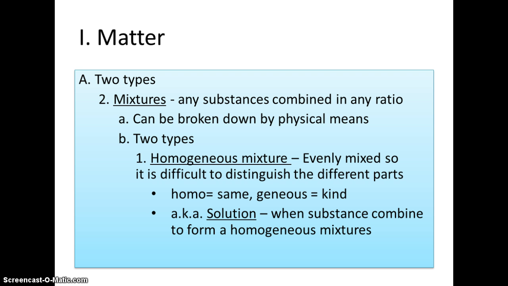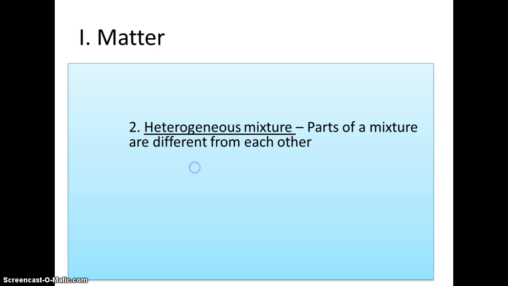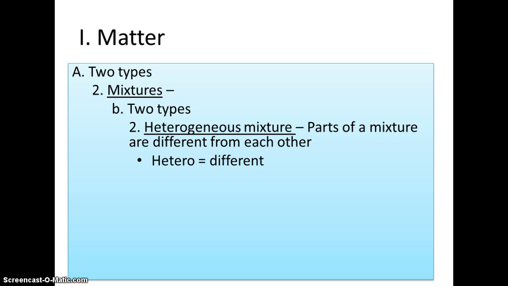A homogeneous mixture is also known as, or AKA, a solution. A solution is when a substance combines to form a homogeneous mixture. So homogeneous mixture and solution are synonymous with each other. Next we have heterogeneous mixture. That's the second type, and those are when parts of a mixture are different from each other. Hetero means different, and again genus means kind.